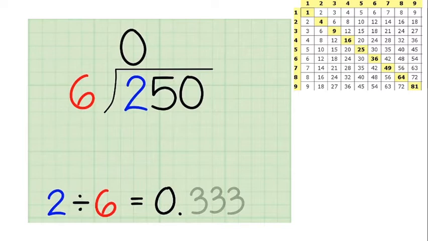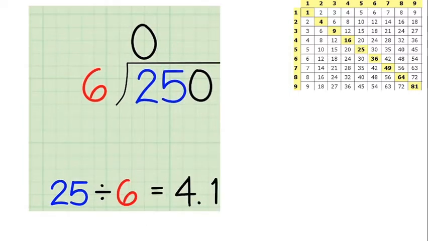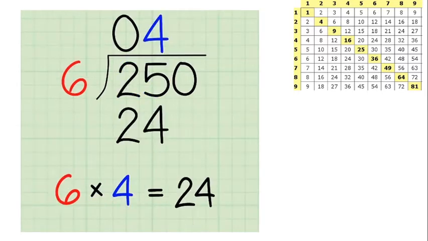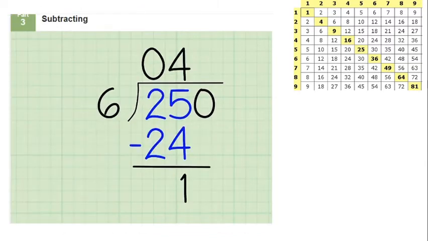Well, 6 times 0 is pretty much the closest number that comes close. It's going to be a decimal, but we're just going to put a 0 on the top and go to the next number, which is 25. Looking at our multiplication table, what number comes close to 25? Well, 6 times 4 is 24, so that comes close without going over. We're going to put our 4 on the top. 6 times 4 is 24, and then we're going to subtract. 25 minus 24 equals 1.